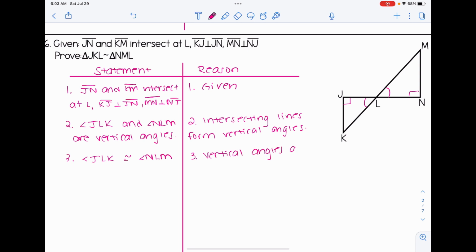This process that I'm doing here on lines 2 and 3 is very similar to the process in the previous question when we talked about the corresponding angles. And it's very similar to what I'm about to write about the right angles. So I'm going to say that angle J and angle N are right angles. That's because perpendicular lines form right angles.